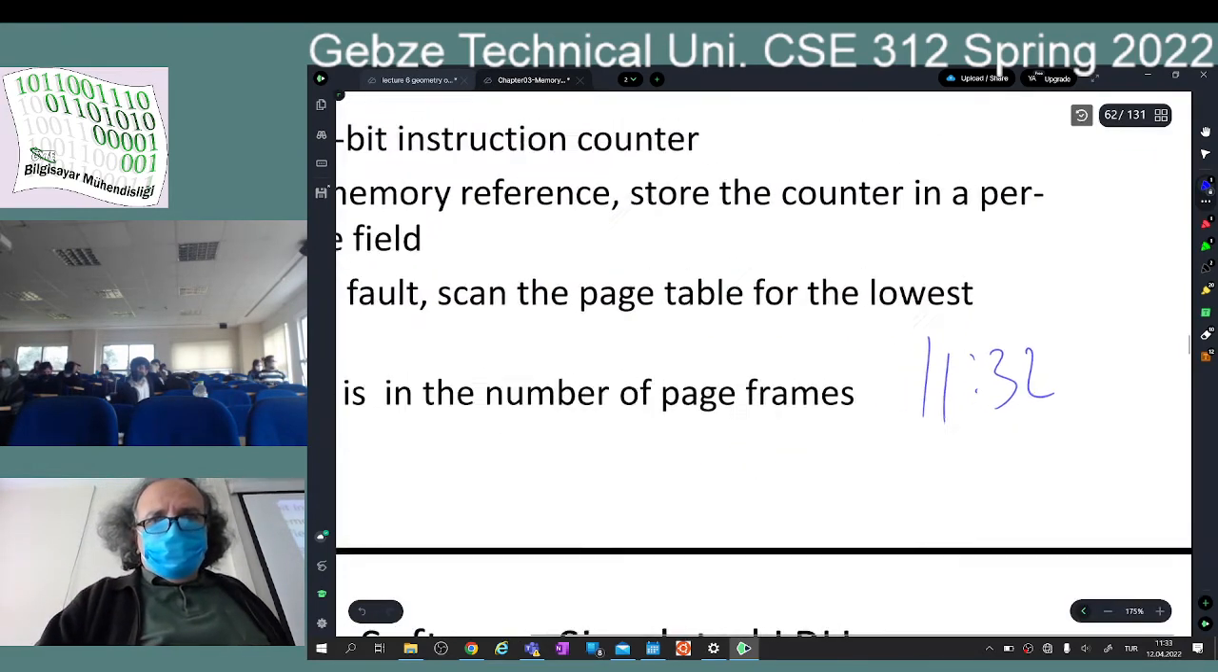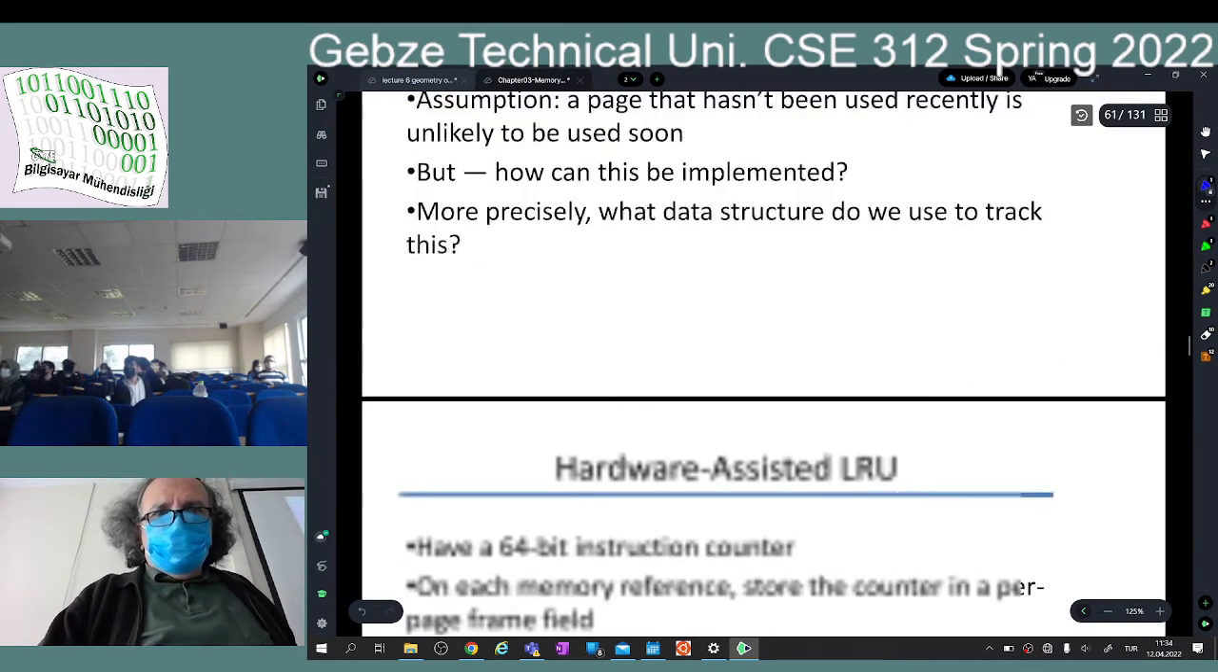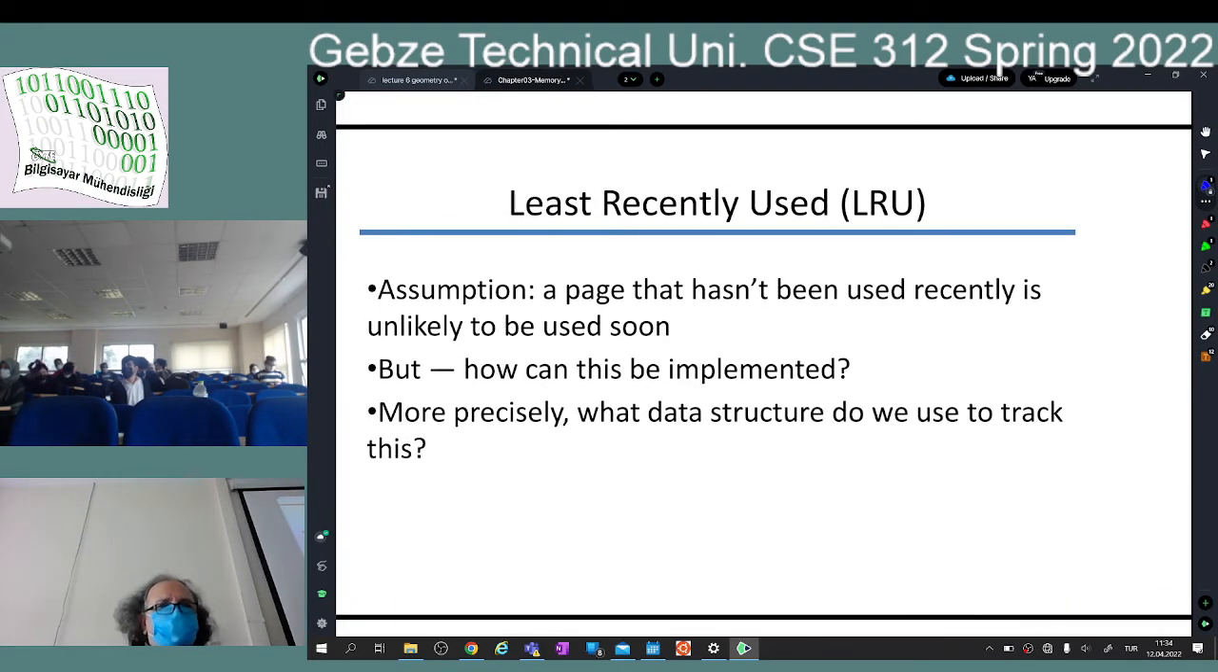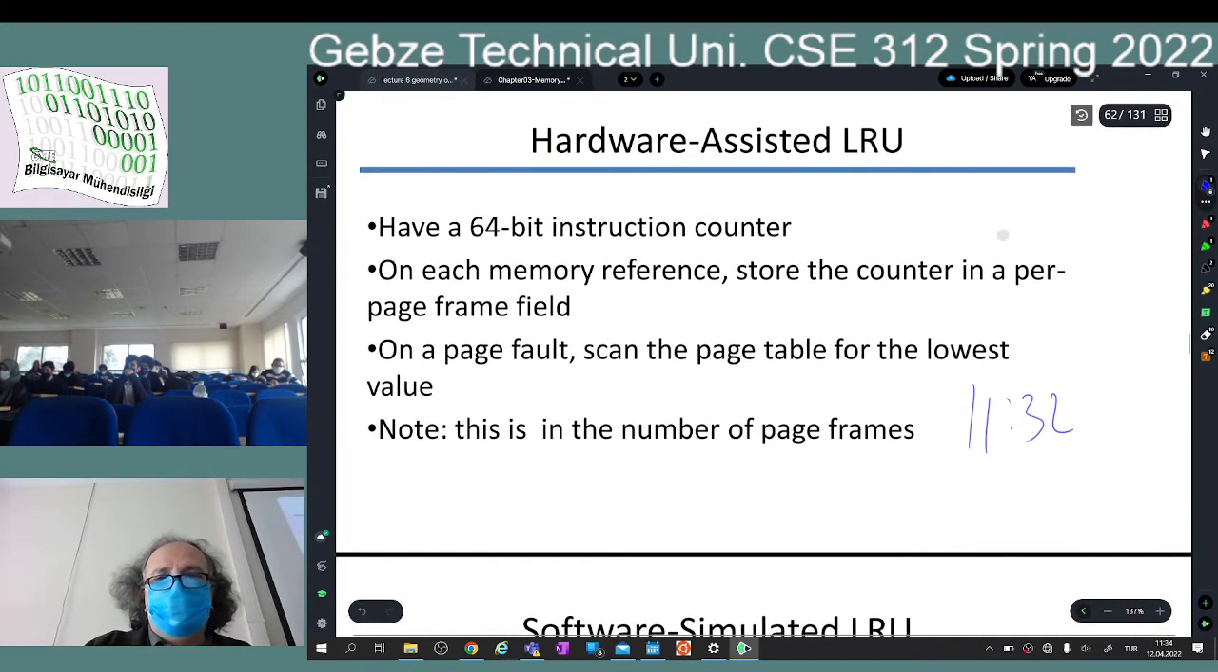Okay, so let's look at this new algorithm, LRU. LRU says that a page that hasn't been used recently is unlikely to be used soon. It is similar to what NRU says, not recently used. But LRU will measure the exact duration, at least if we try to measure the exact duration, that this page has not been used. So how can we implement this? We will ask help from the hardware.